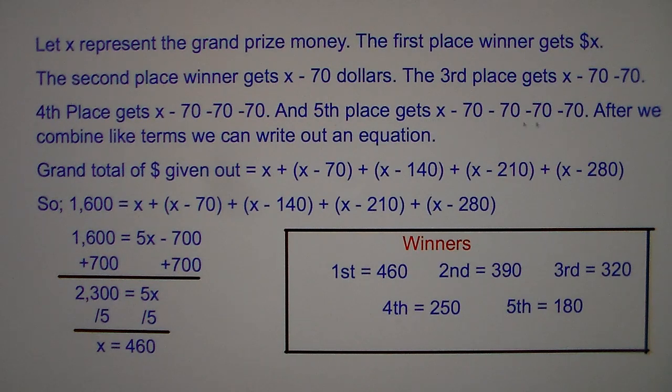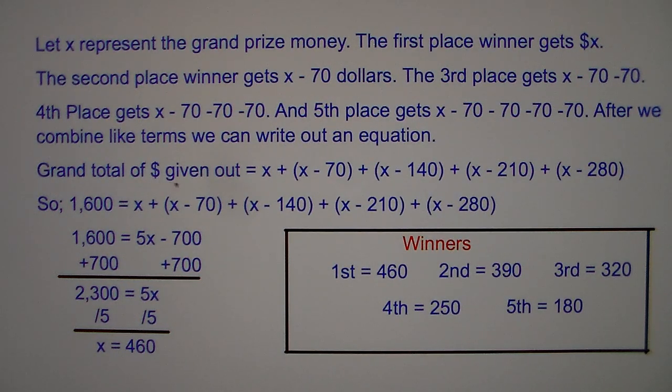So fifth place gets the least: the grand total minus all the 70 bucks. Once you subtract out all those 70s, that value for fifth place is less than fourth place, which is less than third place, which is less than second place, which is less than the first place money. So, after we write out all these terms and combine them into the equation, we're going to get this guy below.